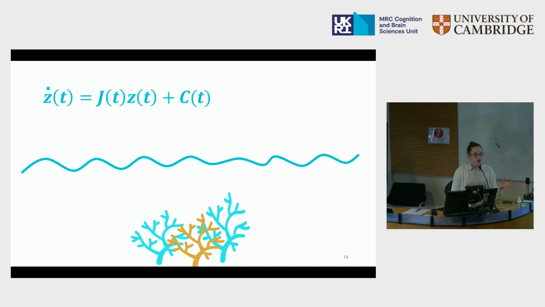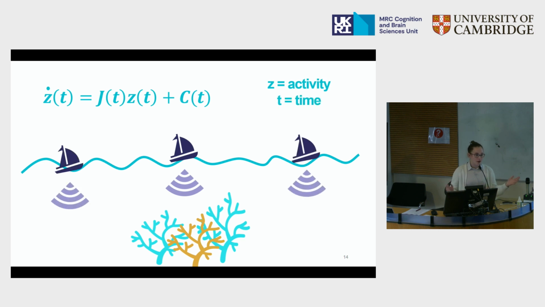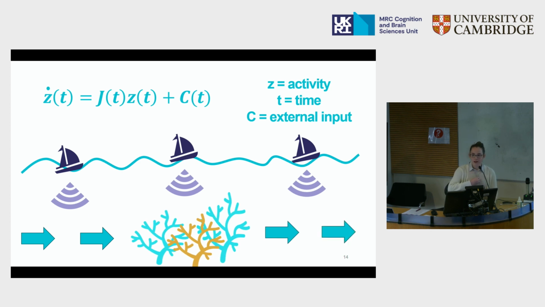So, we have our rate of activity changing over time of our three boats, as modelled by a combination of J(t), which is a connectivity matrix describing how our three regions are connected, and an external input, in this case our ocean current. So essentially what this equation is doing is characterising how our ocean floor is behaving given an external input and how that external input propagates through the system.